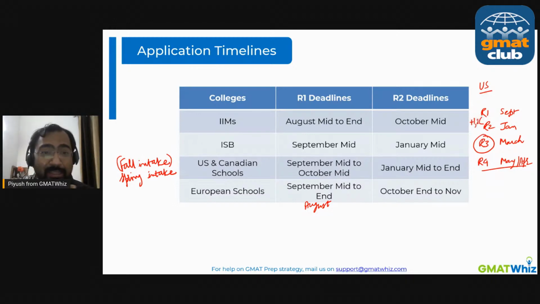Rounds are nothing but their way of reducing their workload. They don't want to work with pile loads of applications at one time. So many colleges in Europe and some in the US as well have started having multiple rounds between round one and round two. So their definition of round two could be very different, but you get the broad idea.